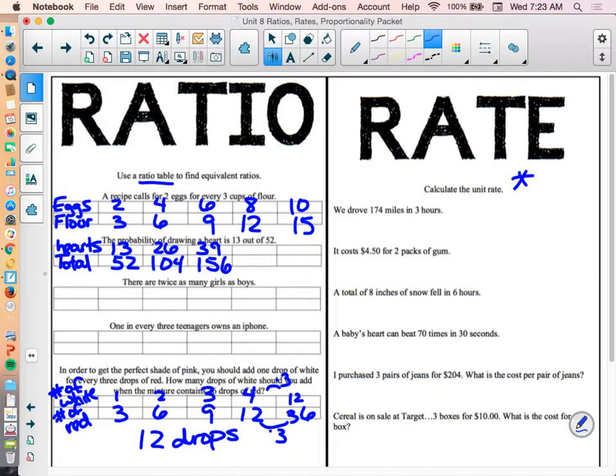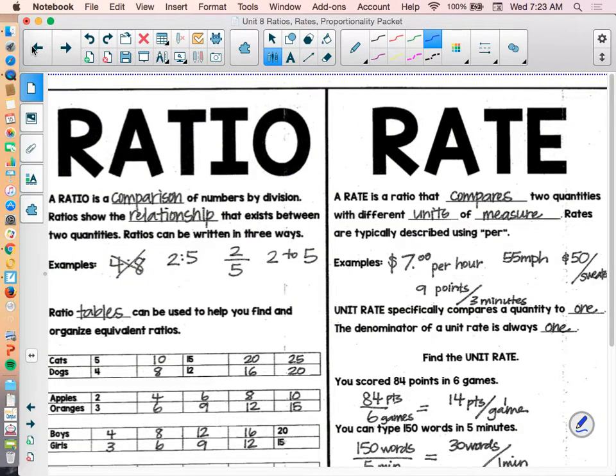So today we've talked about ratios versus rates. Just a reminder, a ratio compares 2 numbers by division. It could even have 3 numbers by division. A rate compares them but has different units of measure.